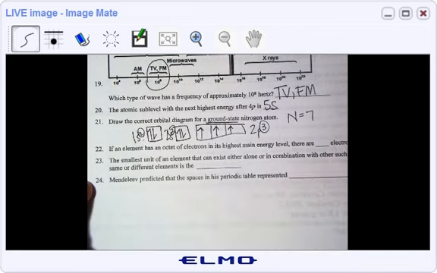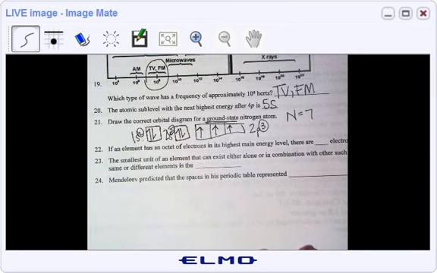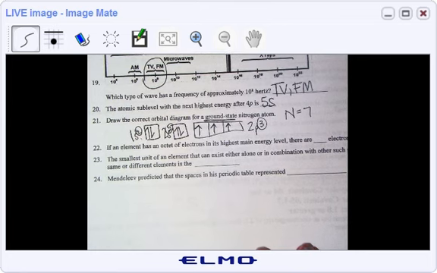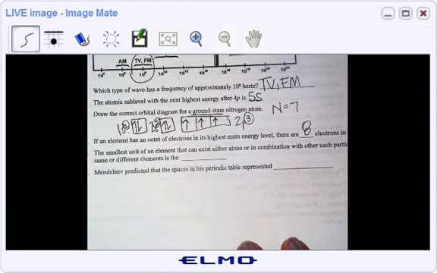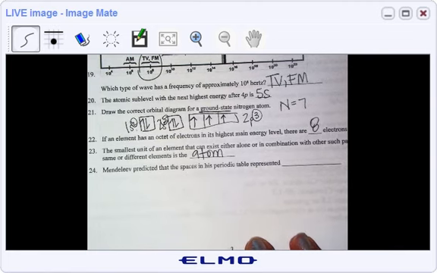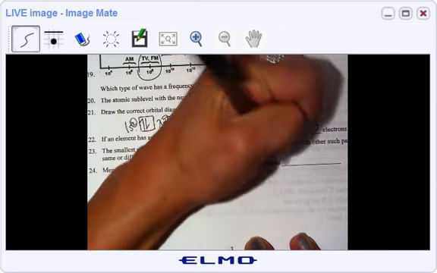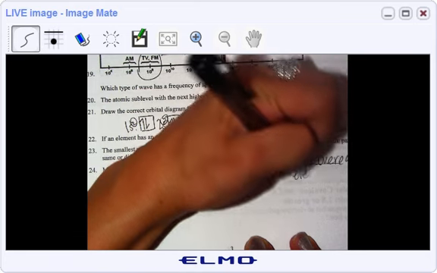Number 22, if an element has an octet of electrons, how many electrons are there? When you hear the word octet or octagon or octopus, what number comes to mind? 8. That's what octet means. The smallest unit of an element that can exist either alone or in combination with other particles of the same or different elements is an atom. Number 24, Mendeleev predicted that the spaces in his periodic table represented undiscovered elements.